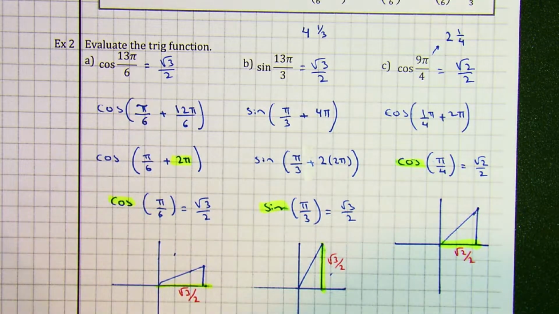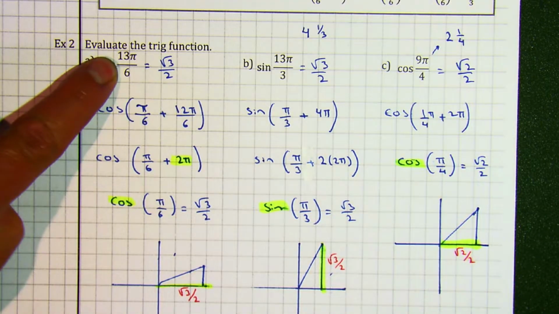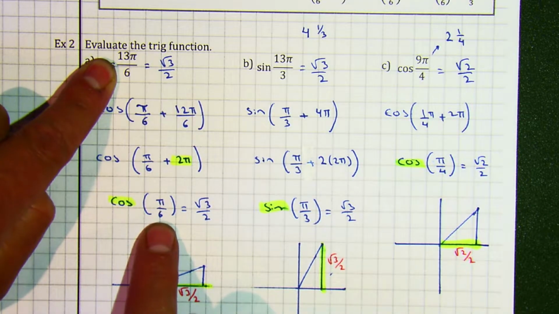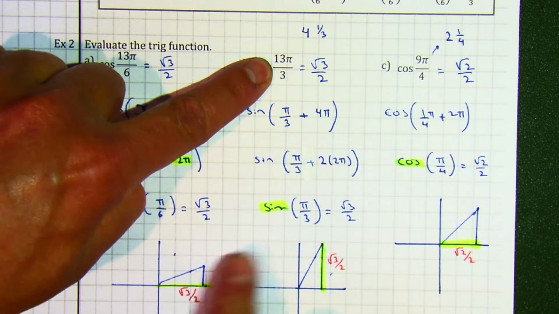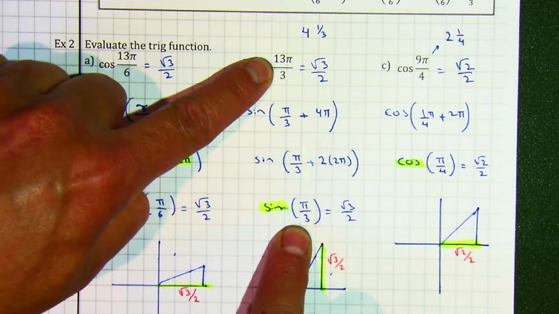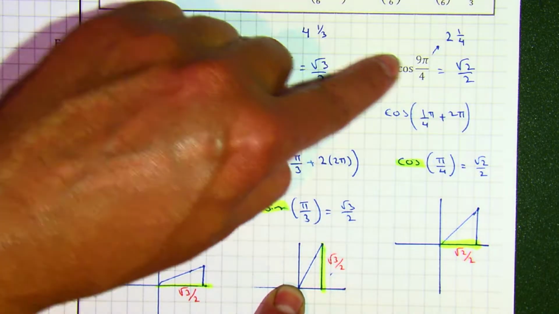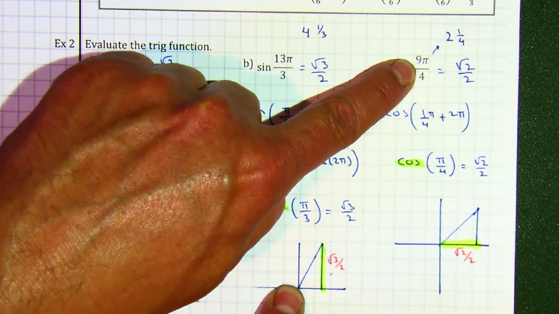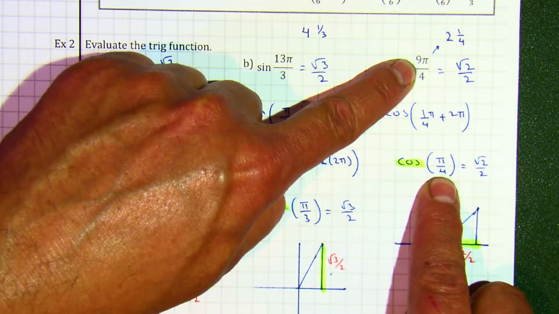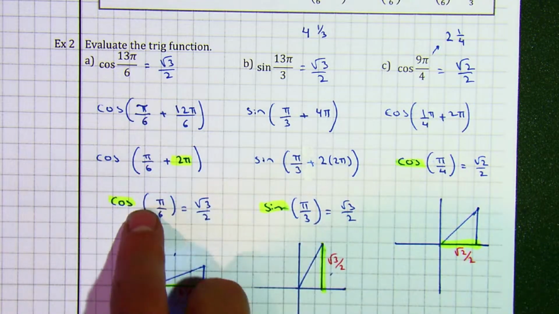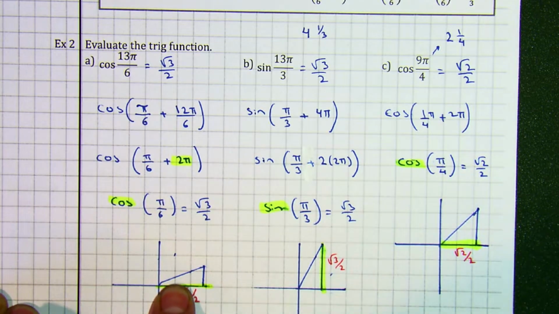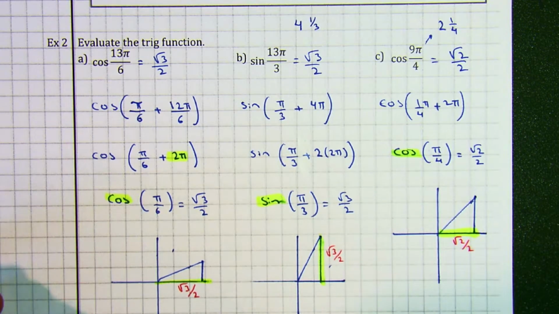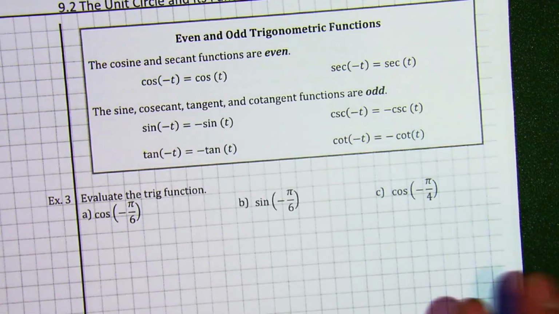Notice that one of the things you also need to think about is that 13 pi over 6 and pi over 6 are coterminal angles because they all land on the same location. 13 pi over 3 and pi over 3 are coterminal angles because they land on the same location, and the same thing is the case for 9 pi over 4 and pi over 4. So however you want to think about it, whether using the notation above or thinking about the coterminal angles, you get the same answer. Example number 3.